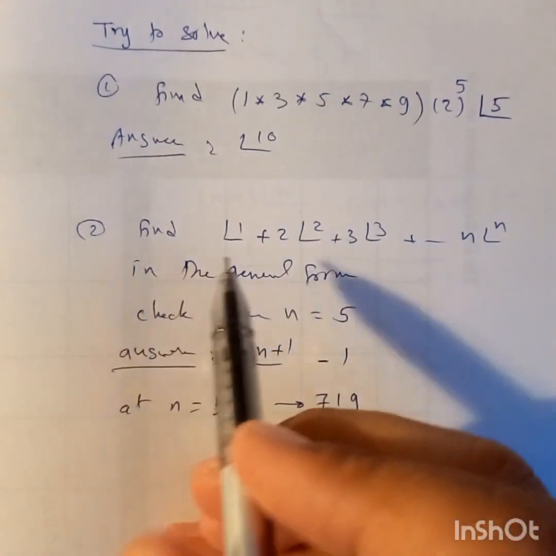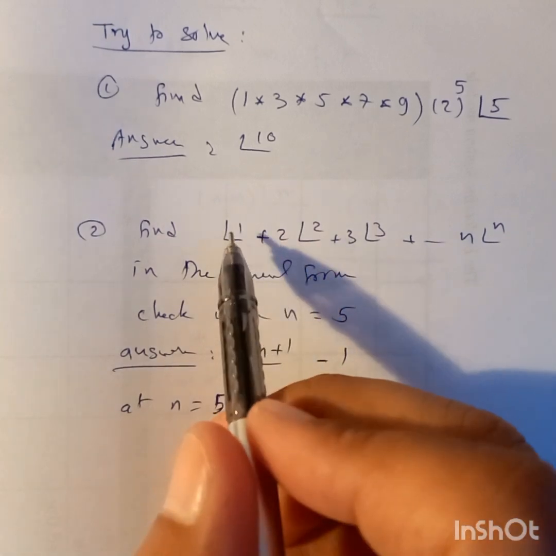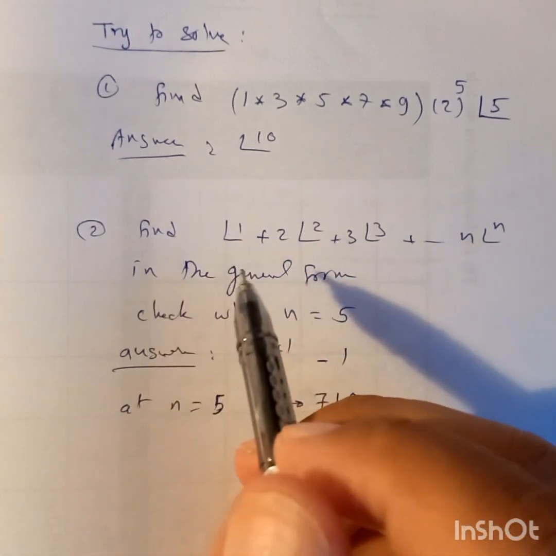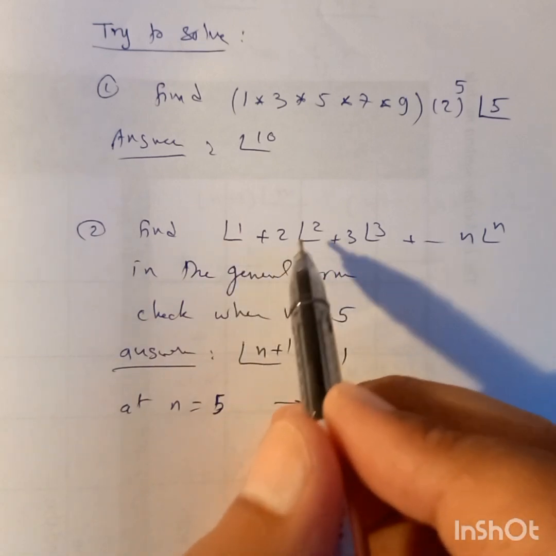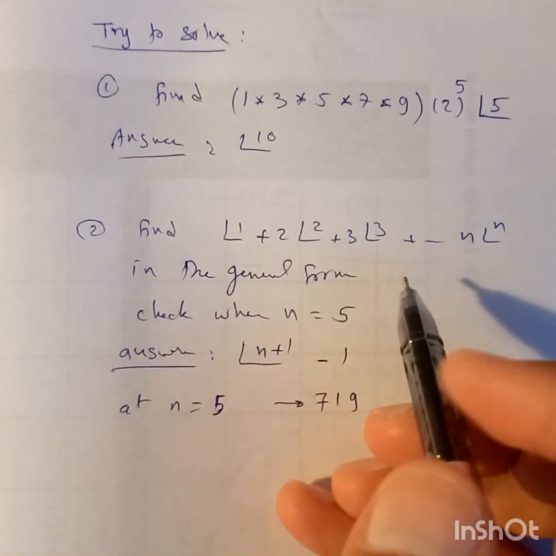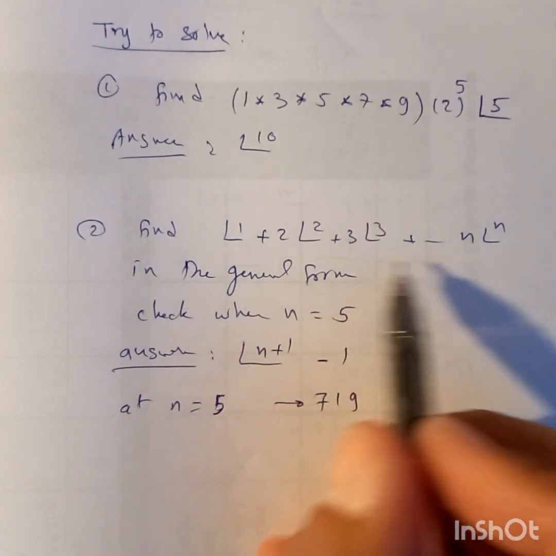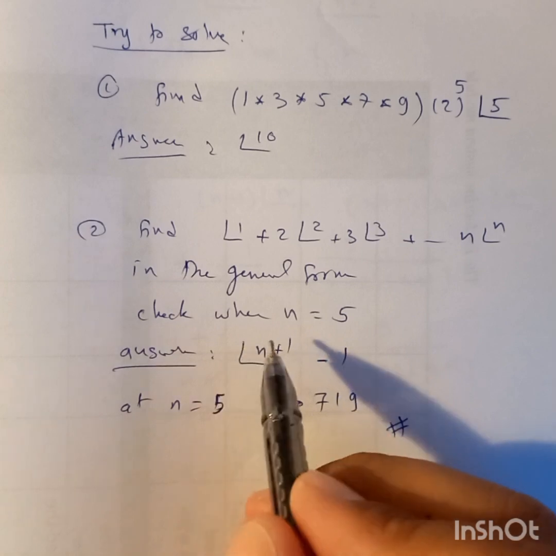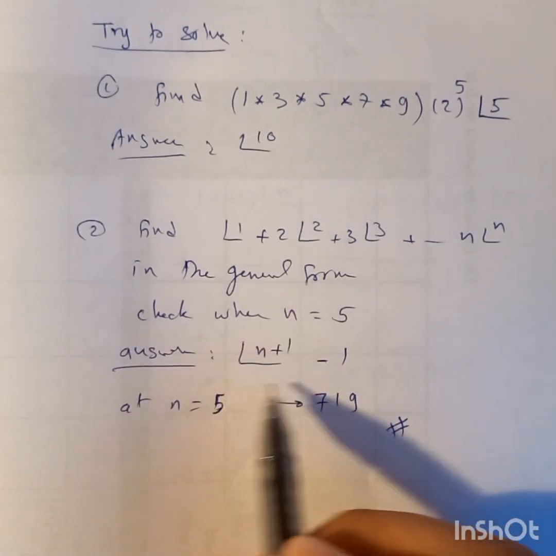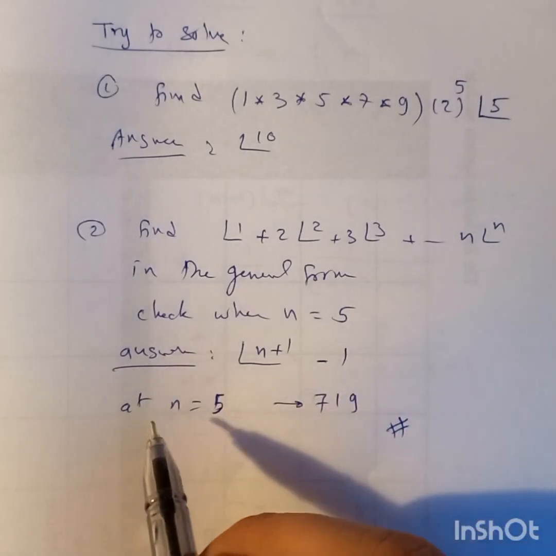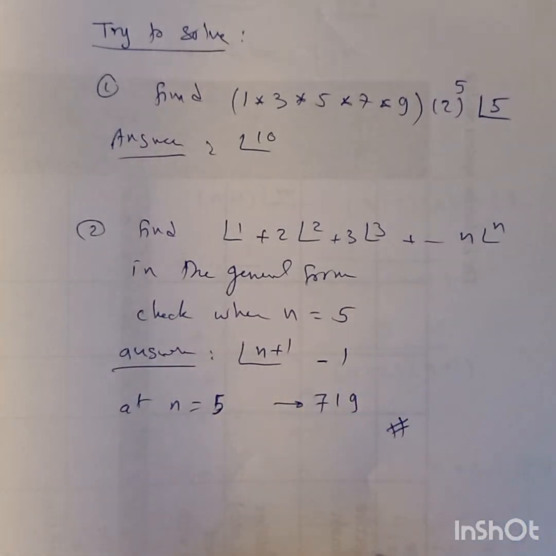The second one is to find the general form of the following statement: 1 factorial of 1 plus 2 factorial of 2 plus 3 factorial of 3 plus, and so on, plus n factorial of n. You have to find the general form of this expression and check when n equals 5. The answer is the general form of this expression is factorial of n plus 1 minus 1. When n equals 5, then the result is 719. You have to solve these two problems in detail.